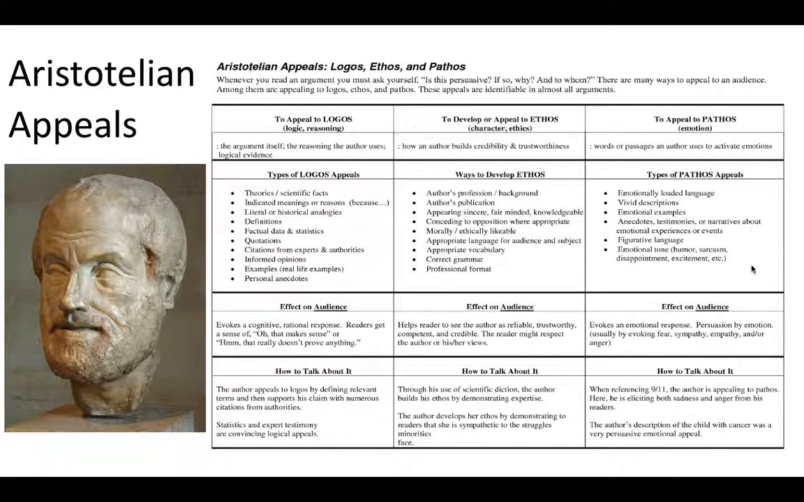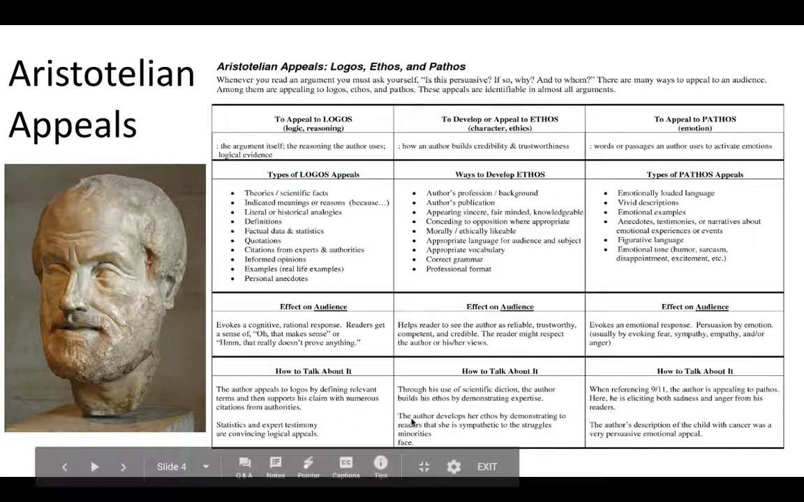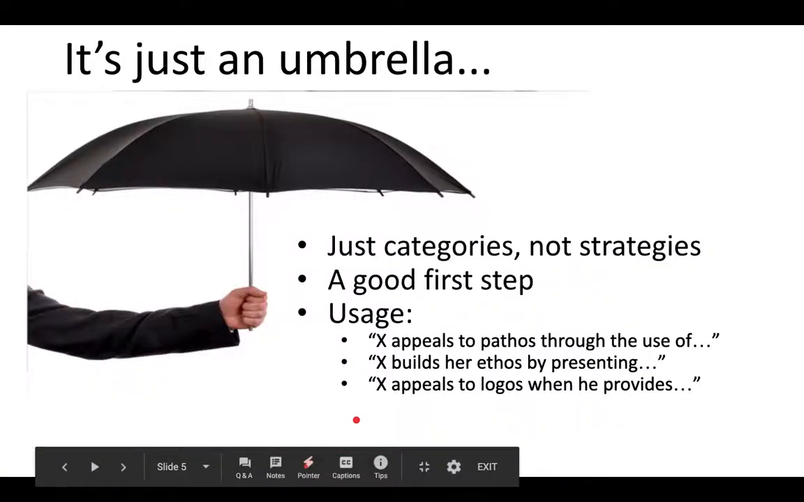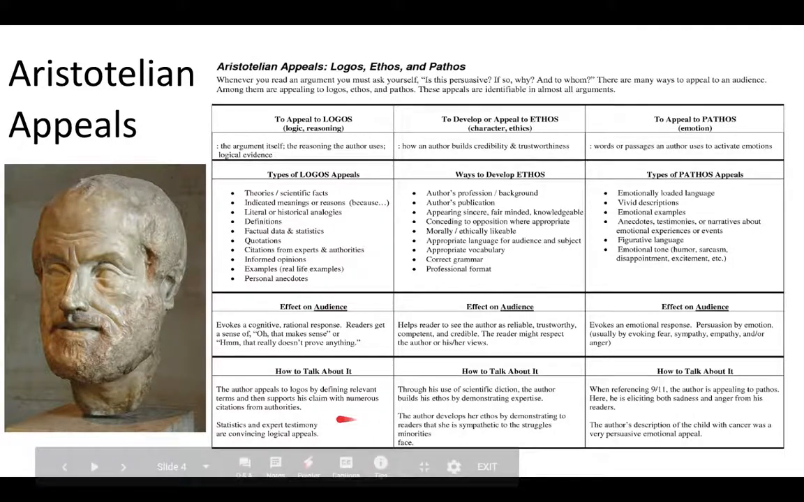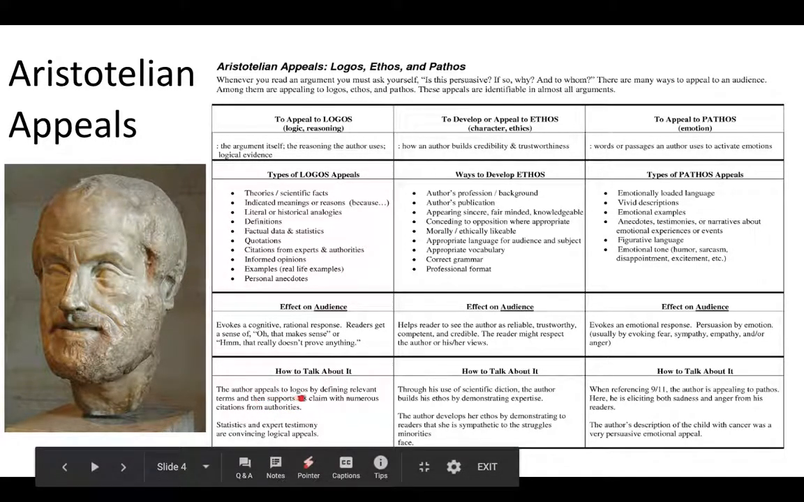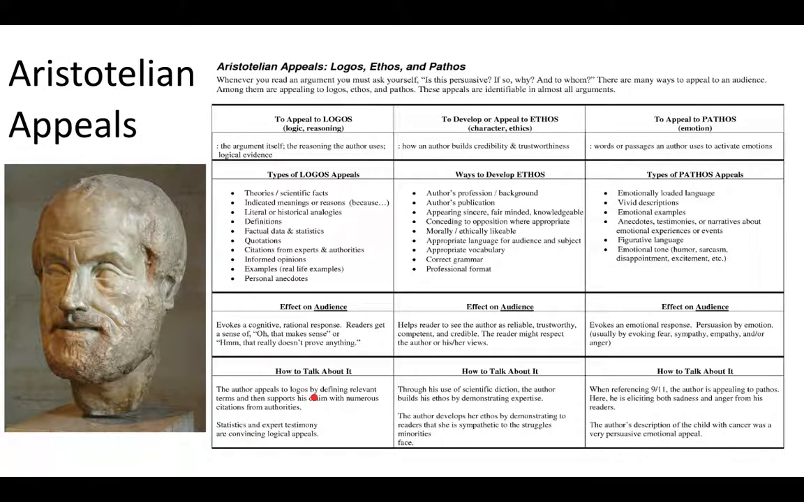This is a sheet that I'm also giving to the class members tomorrow. So you can kind of see what that is, and you can see what effect it has on the audience and how we talk about it. One thing that I want you to note here on how to talk about it is right here. We don't say the author uses logos. We say the author appeals to logos, and then we explain how he appeals to logos.